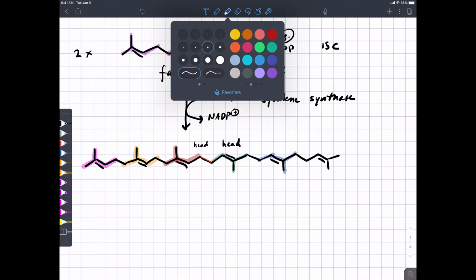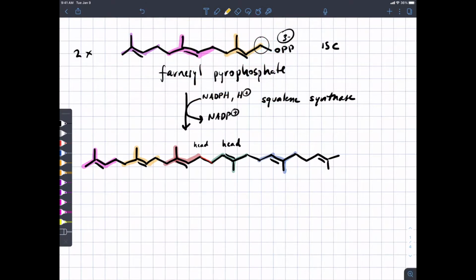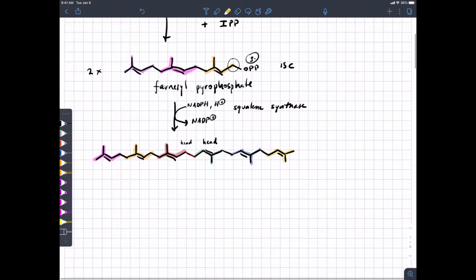So we're running out of colors. Okay, so there's our 30 carbons, and this is called squalene. Not sure why. But it's got 6 isoprene units, so we would call squalene a triterpene.